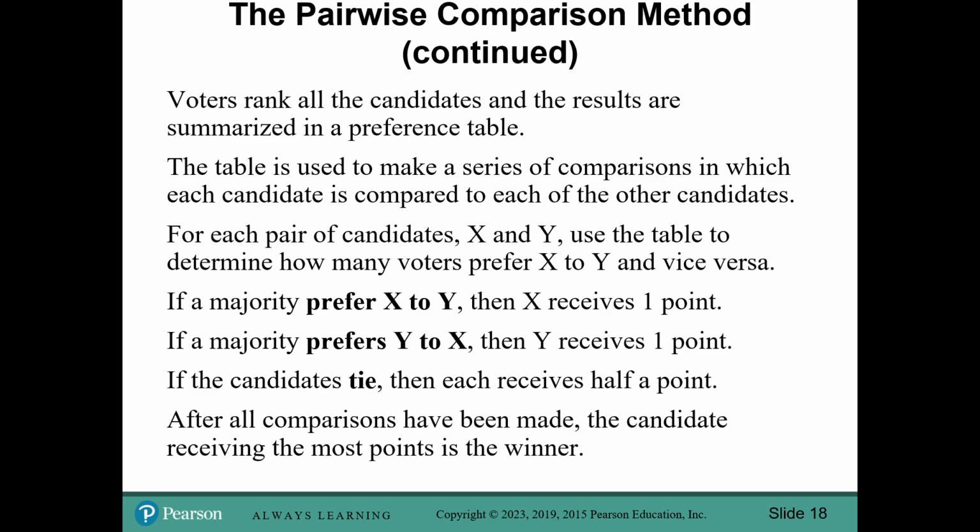Alright, so voters rank all the candidates and the results are summarized in a preference table. The table is used to make a series of comparisons in which each candidate is compared to each of the other candidates. For each pair of candidates, X and Y, use the table to determine how many voters prefer X to Y and vice versa. If a majority prefer X to Y, then X receives 1 point. If the majority prefers Y to X, then Y receives 1 point. If the candidates tie, then each receives half a point. After all comparisons have been made, the candidate receiving the most points is the winner.